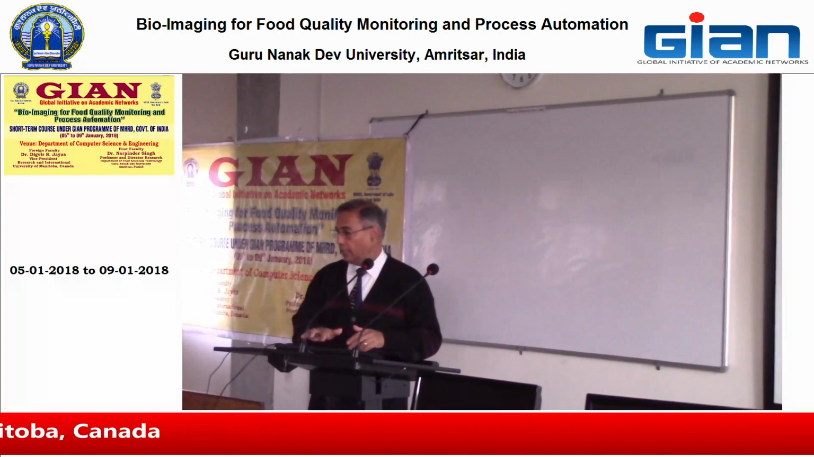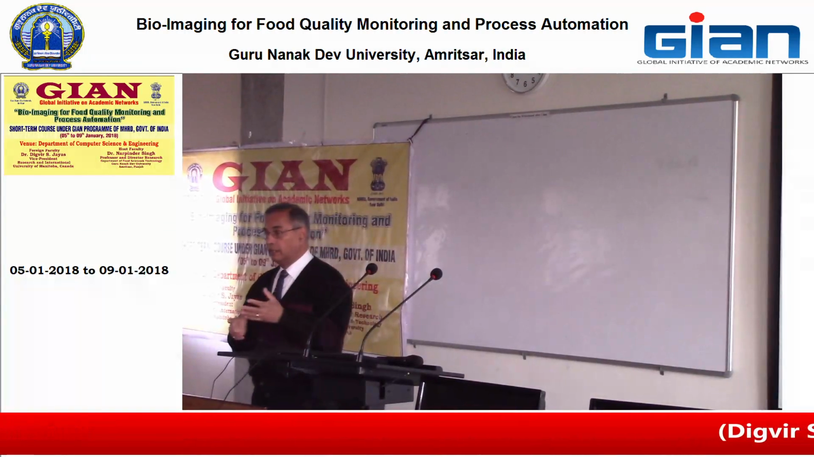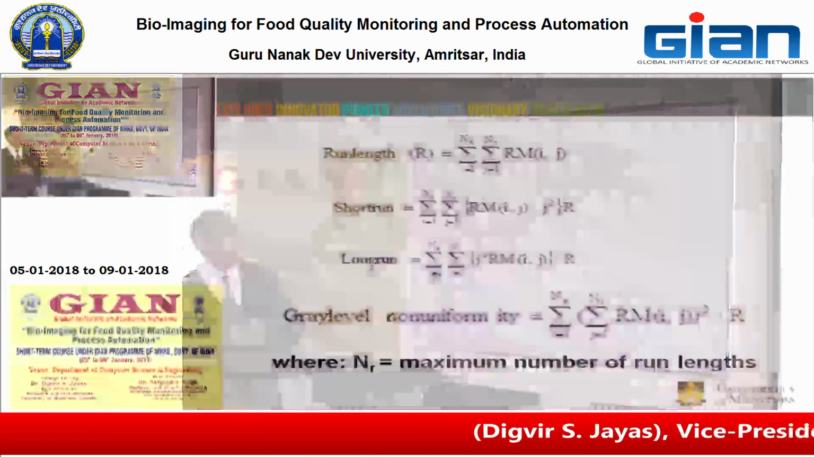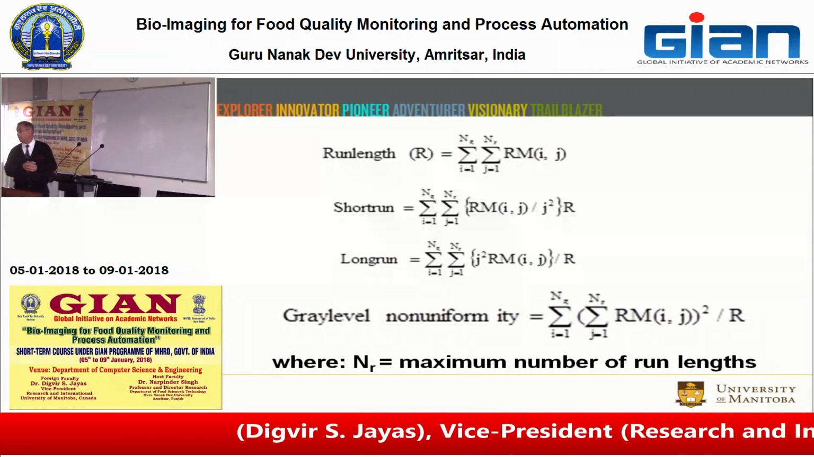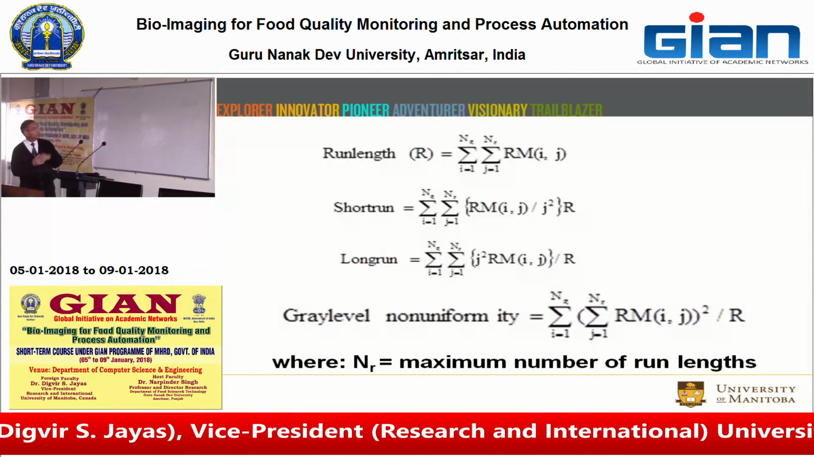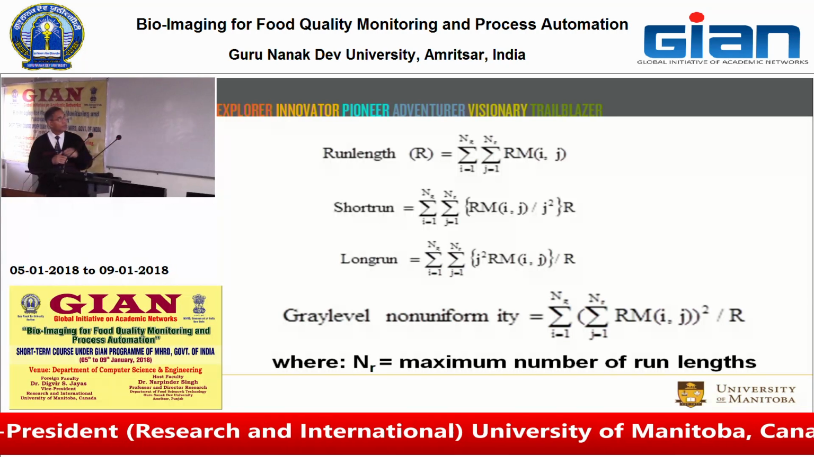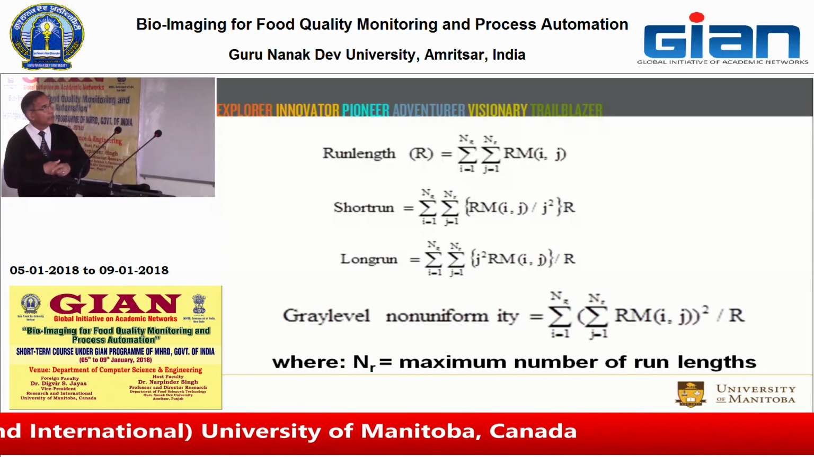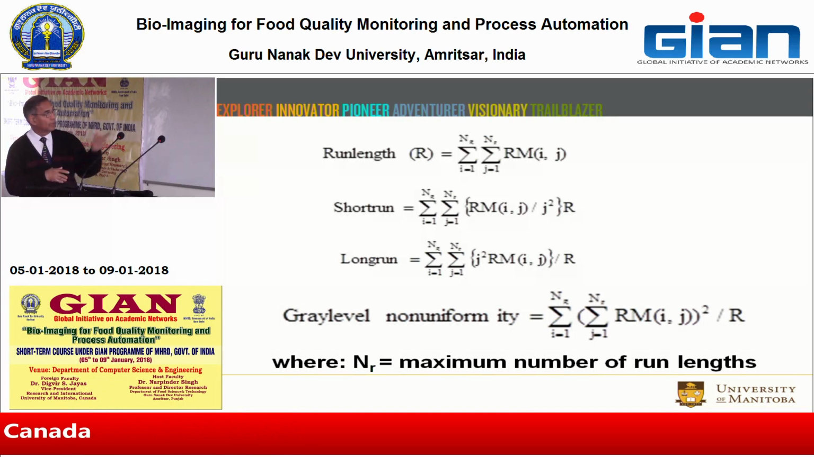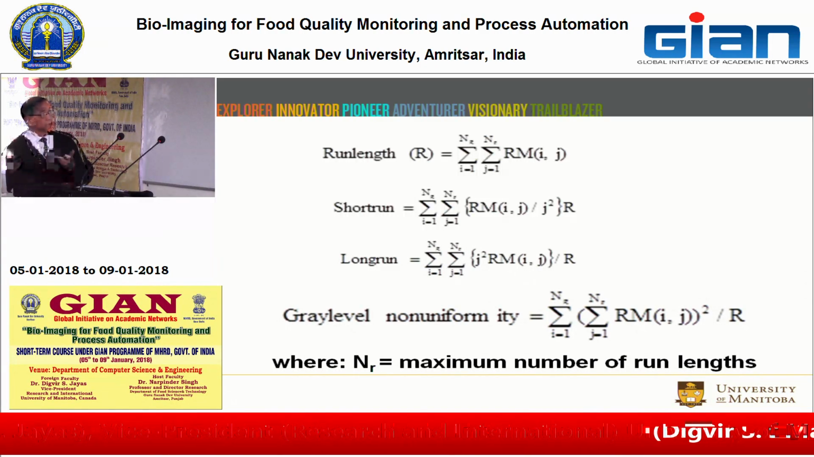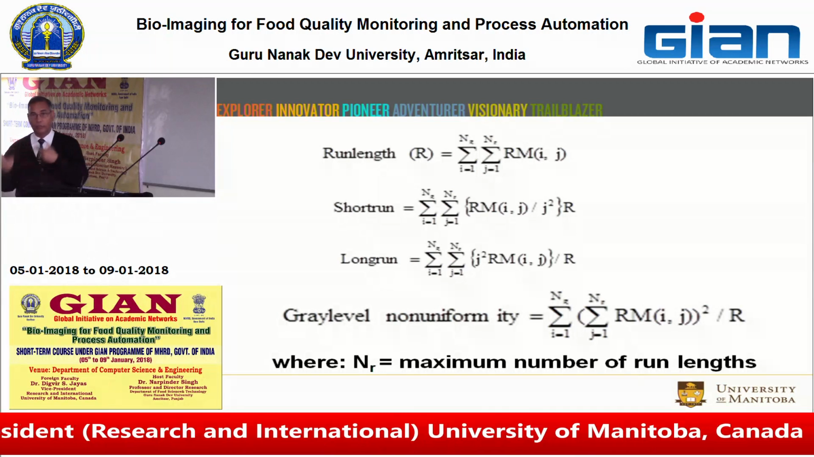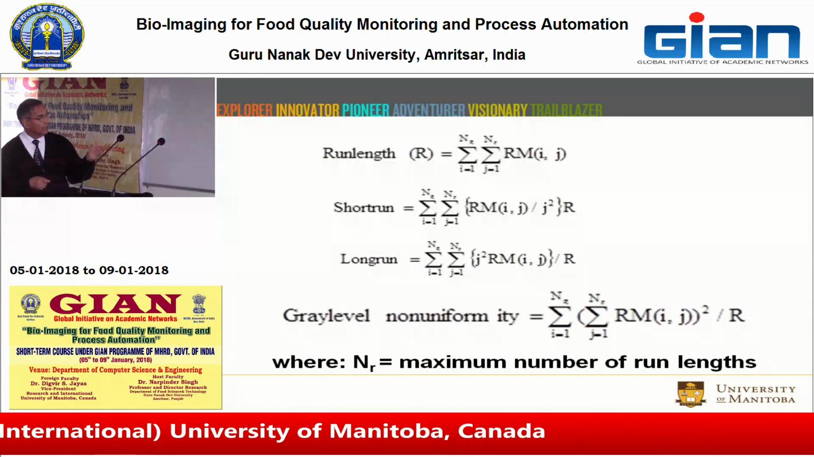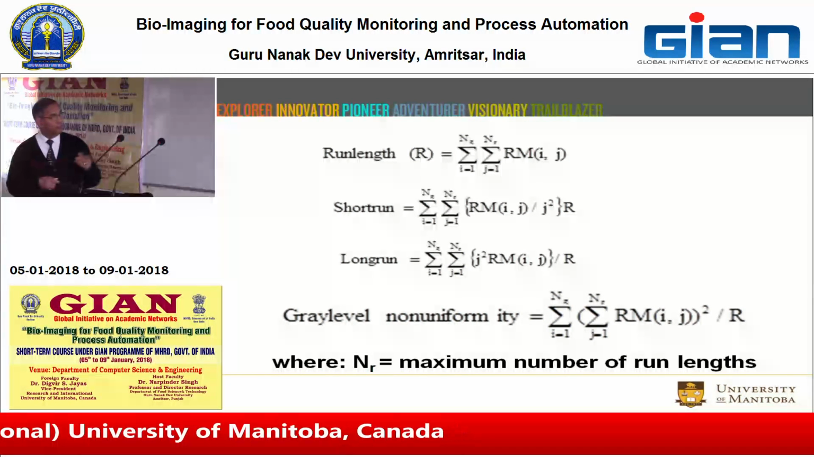Once you calculate those, the matrix element RM(i,j) is the number of occurrences of gray level i with run length j. So that means, say gray level 100, and run length is looking at how many pixels long it is. Is it 5 pixels long, or is it 10 pixels long? Your computer is counting how many of those are occurring. And then you do the same in 4 directions: 0, 90, 45, and 135 degrees.